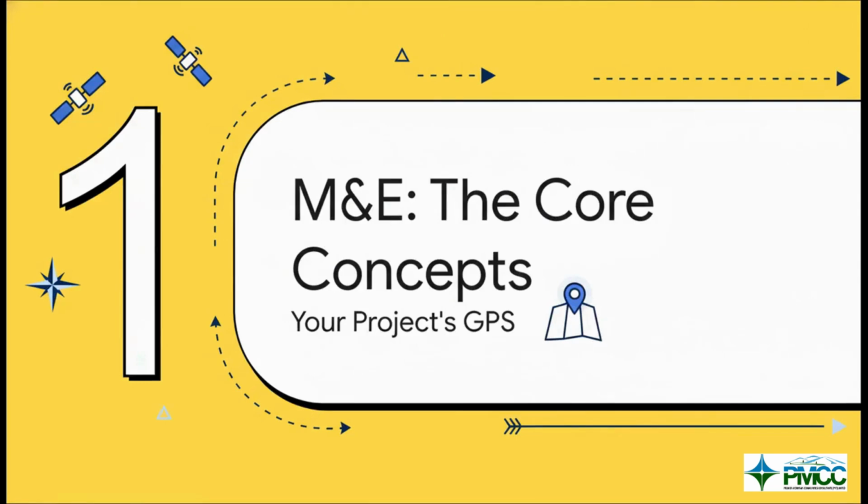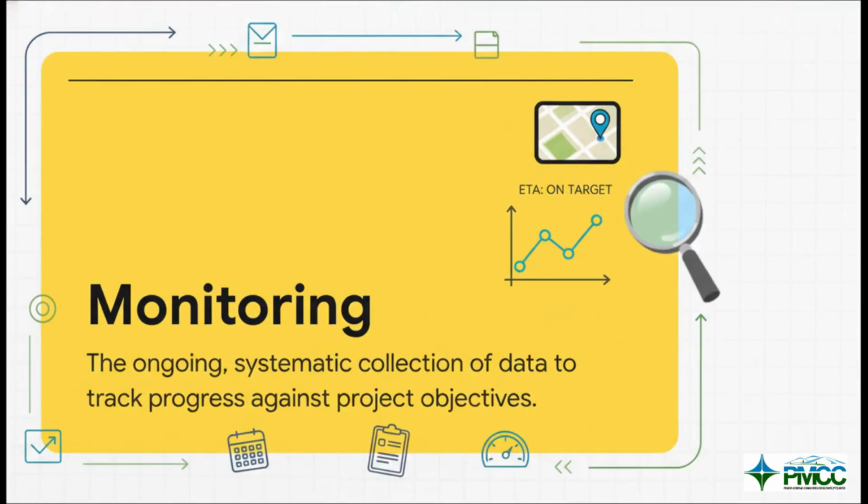Honestly, the easiest way to think about M&E is to imagine it's your project's GPS. It tells you exactly where you are, where you're trying to go, and if you're taking the best route to get there. First up is monitoring. Think of this as the part of the journey where you're constantly glancing at the GPS. It's that continuous, systematic check-in. You're collecting data all the time to see if you're on track to meet your goals. It's like your GPS saying, yep, keep going, you're on schedule to reach your next milestone.